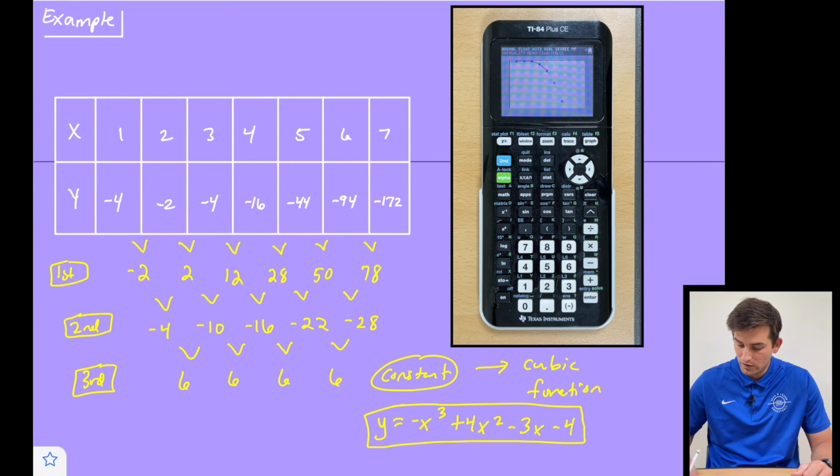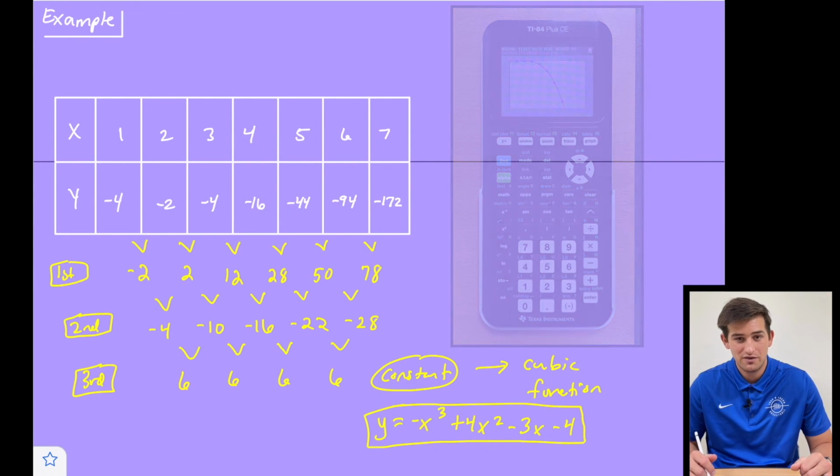We hit graph and watch how our line goes right through those points, because the calculator gave us that cubic regression equation. And that's how we can use the properties of finite differences to find what type of function our data set represents, and also how we can use the calculator feature of cubic regression.